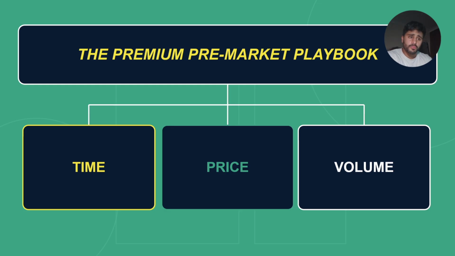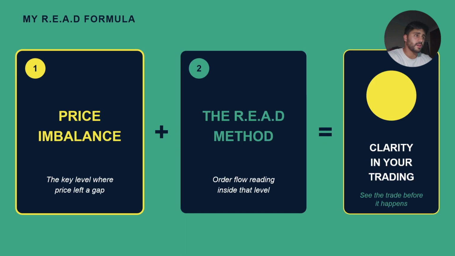And based on volume. So are we in a high volume area? Are we in a low volume area? Once you have all of these three things essentially together in a system, that's what I call the premium pre-market playbook.